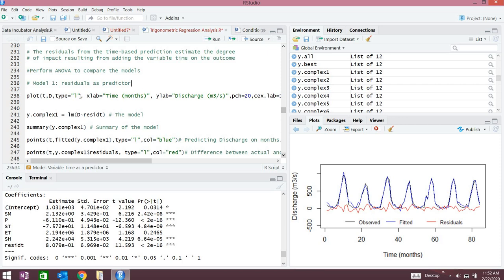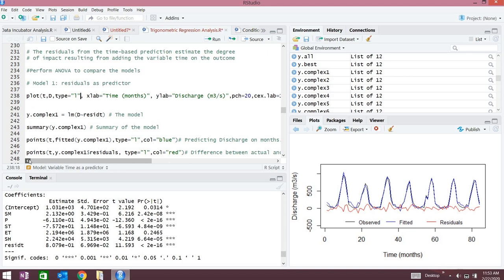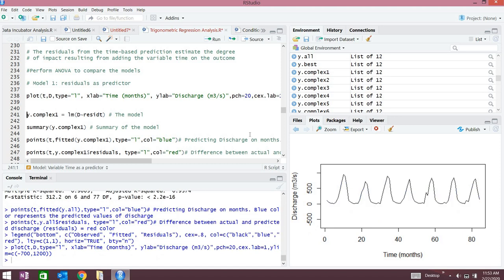So model 1, we take residuals as predictor, only residuals. We have the same code here: plot(t, d, type = "l"), xlab time, and ylab discharge with their units, and everything is pretty much the same. And this time we go to minus 700 because it goes more than that.